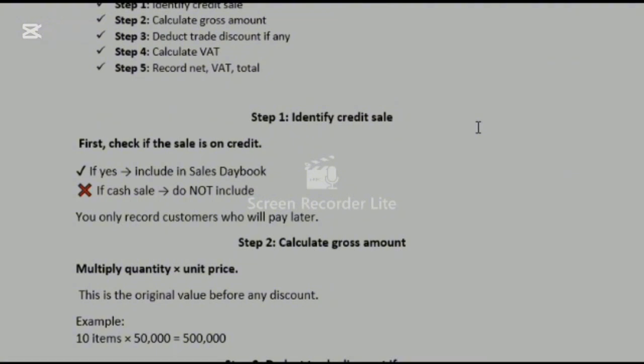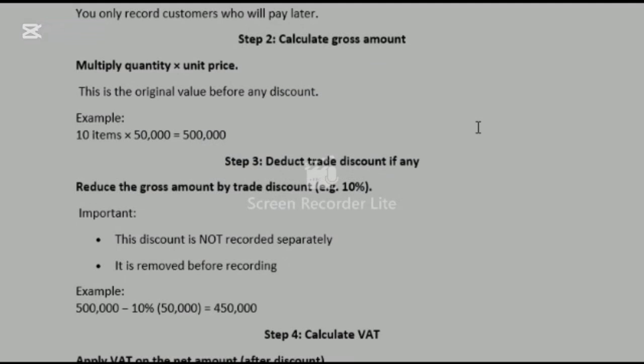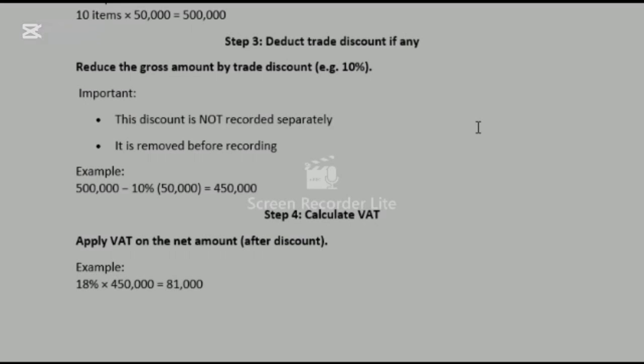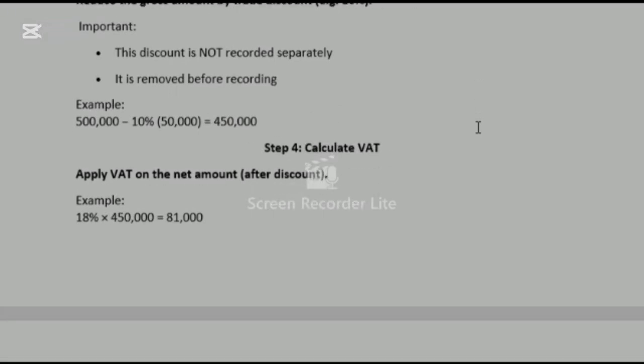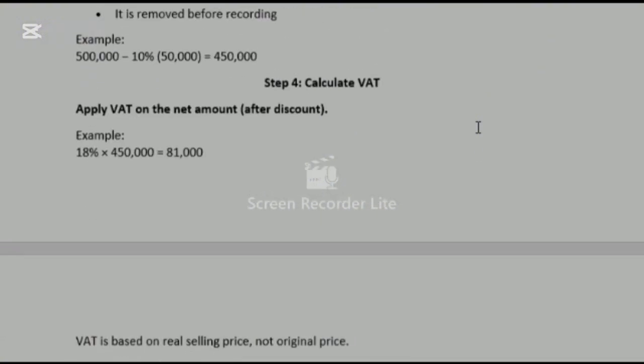And step 4, you calculate VAT. As you know, in Rwanda, the VAT rate is 18%. Then you take the amount after deducting discount, multiply it by the rate of VAT and you get the VAT amount. Then that VAT amount must be added to the price of the product. Step 5, we record the credit sale in the sales daybook. It means you record the total amount on the invoice.